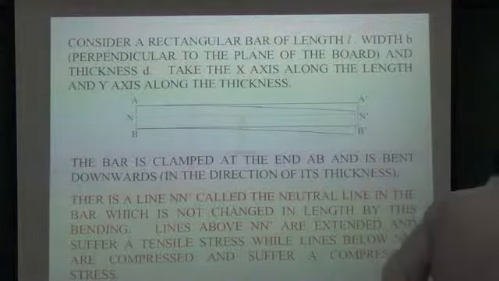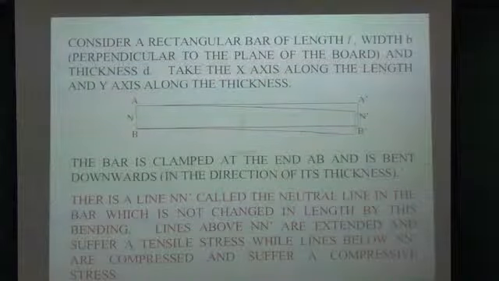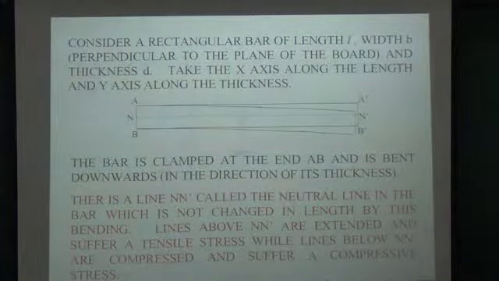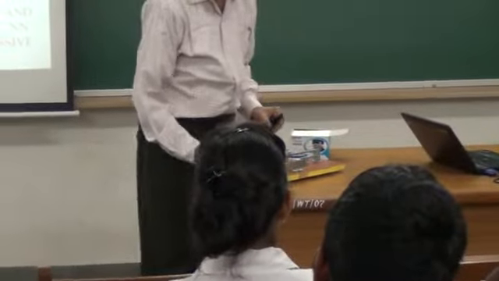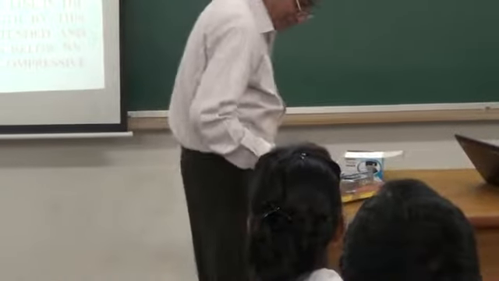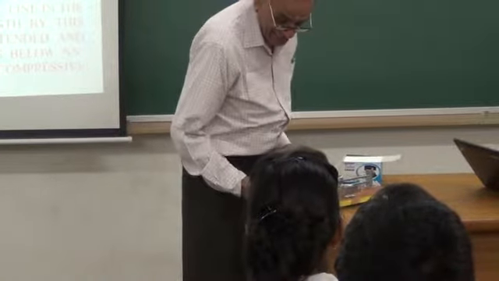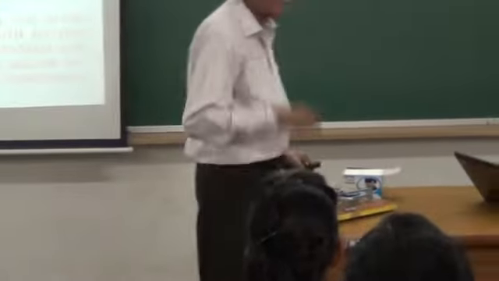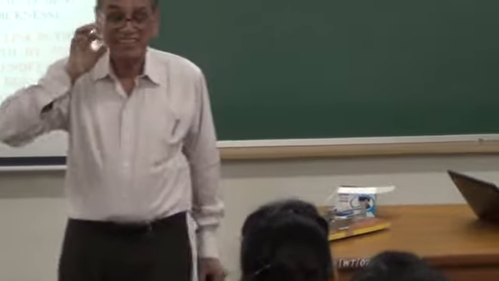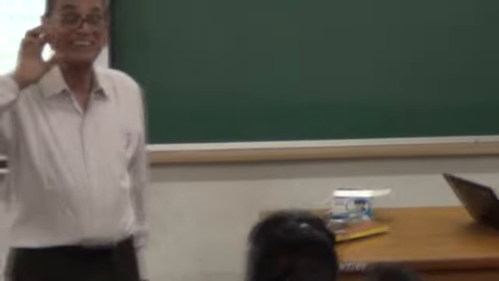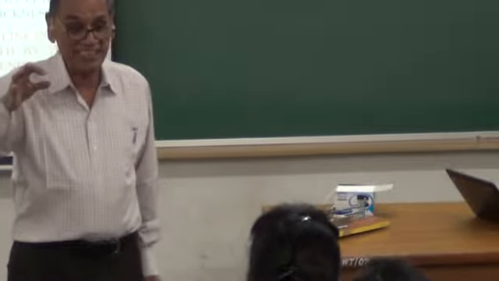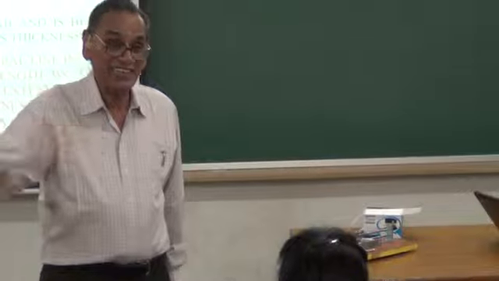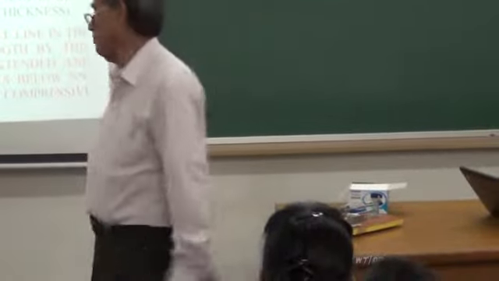Now I take a bar. This is a rectangular bar. This is the length, this is the breadth, and this is the thickness. I call this the length L, this the width W, and this thickness I call D. Thickness is D, breadth is W, length is L. I take such a bar.